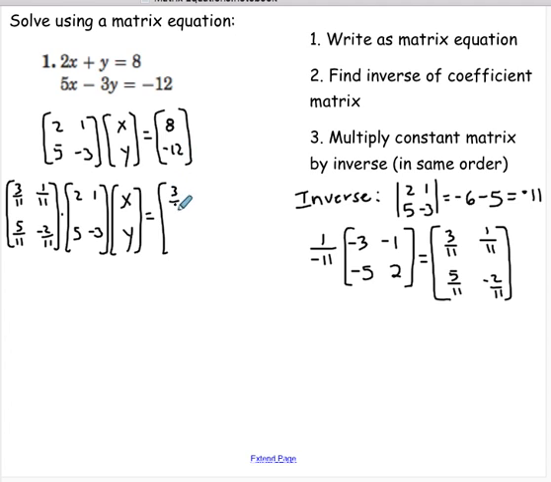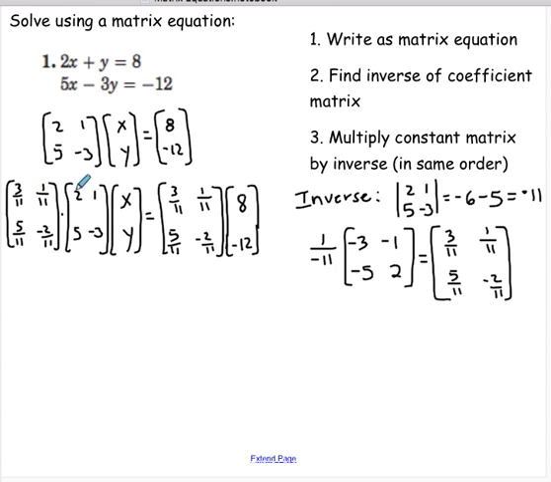So it's 3/11, 1/11, 5/11, and negative 2/11, and that is going to be multiplied by 8 and negative 12. Just going to clean up that negative 12 a little bit. Okay.